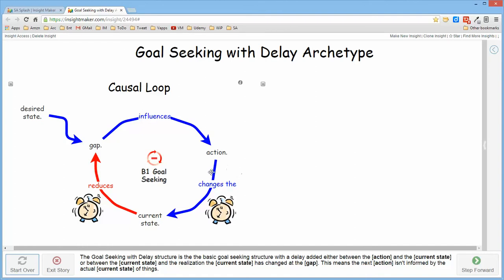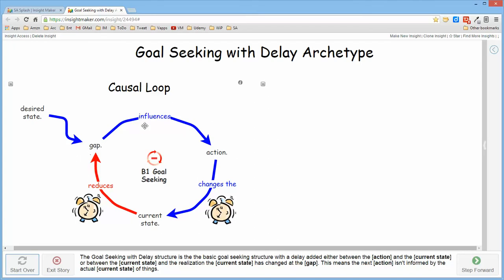It's possible that between the time that the action happens in the structure and the time that the current state actually changes, there could be a time delay, or between the time that the current state changes and that change is actually realized, there could be a time delay. And that has an influence on the behavior of the structure because it's essentially causing one to act without really being aware of the current state of things.